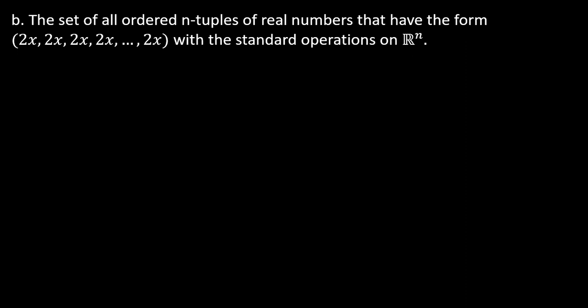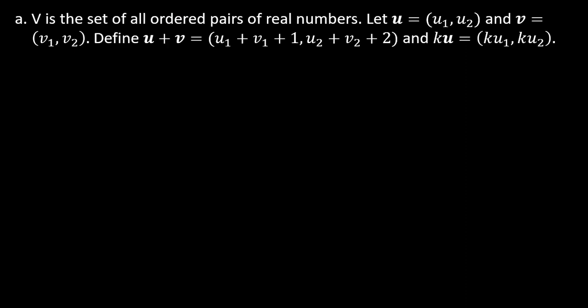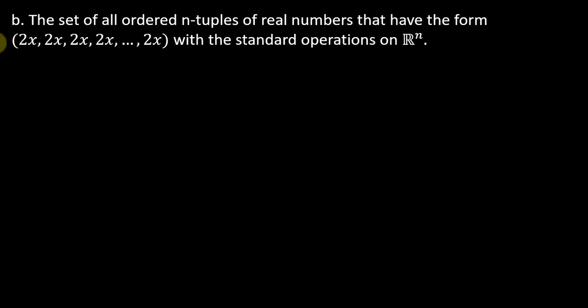So next I've got the set of all ordered n-tuples of real numbers that have the form 2x, 2x, 2x with the standard operations on Rn. Notice, I want to point out why this is different from the previous one. This is telling us what the n-tuples have to look like. They have to look like this no matter what, versus the previous example, which just said it has to be an ordered pair of real numbers. So it didn't have a statement on what the form has to look like. This is telling us now that the n-tuples always have to look like this.